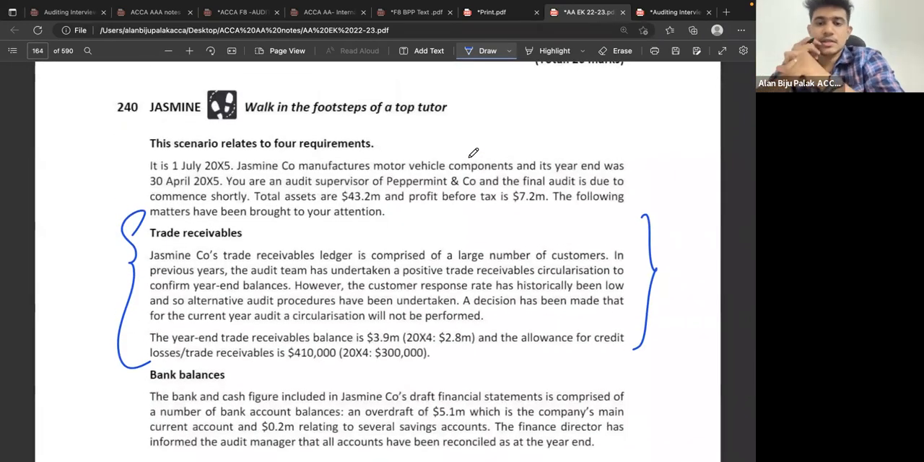First, they have told us that their receivables comprise a large number of customers. Then they have already done a positive receivable circularization in the past year and they have not got any replies for that. So they have decided not to perform receivable circularization for the current year. And they need to confirm the year-end balance. In addition, the current year receivables balance is 3.9 million. Allowance for credit losses is 410,000, which has increased during the current year as compared with the prior year. So this is what they have mentioned. So what they have actually asked here.